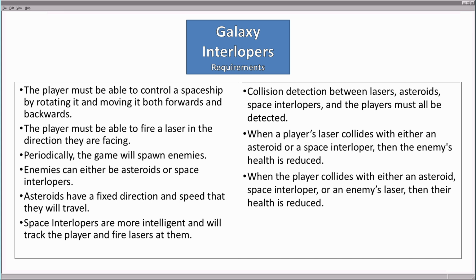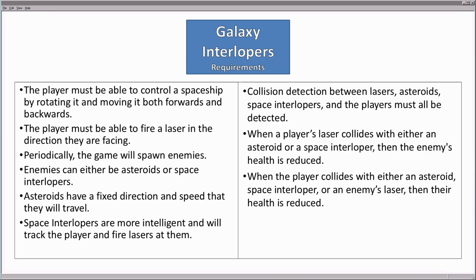Asteroids have a fixed direction and speed that they will travel. Space interlopers are more intelligent, and they will track the player and fire lasers at them. Collision detection between lasers, asteroids, space interlopers, and the player must all be detected.